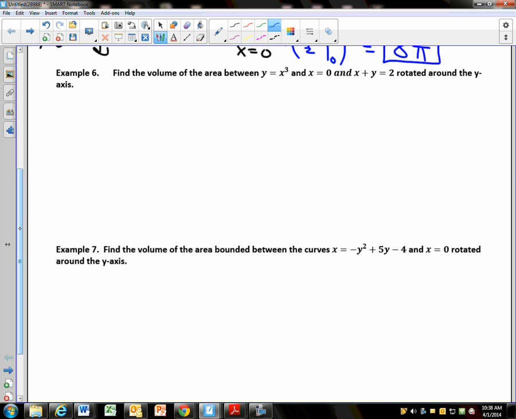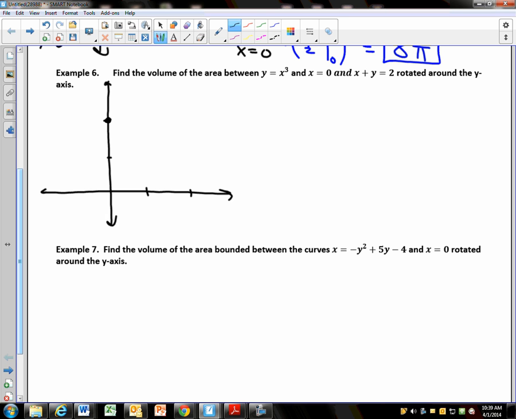Find the volume of the area between y equals x to the third, x equals 0, and x plus y equals 2, rotated about the y-axis. I like to start with the line, x plus y equals 2. What are the x and y intercepts of that line? Cover up the x. What's y? 2. Cover up the y. What's x? 2. So the x and y intercepts are 2 and 2.